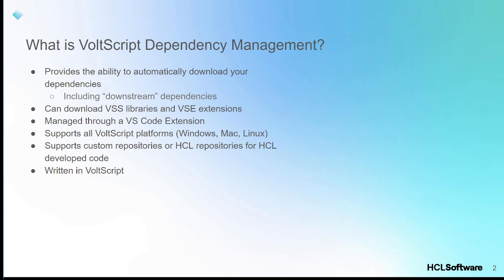The two types of files managed by dependency management are VSEs or VoltScript extensions and VSSs or VoltScript script libraries. Just a reminder, VSEs are compiled extensions, usually written in C or C++, that add functionality to VoltScript. VSSs, on the other hand, are code libraries written in VoltScript that also add functionality to VoltScript. Generically, we refer to both of these as resources, and where you pull them from will be referred to as repositories for the purposes of this discussion.